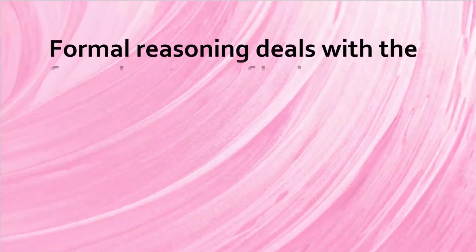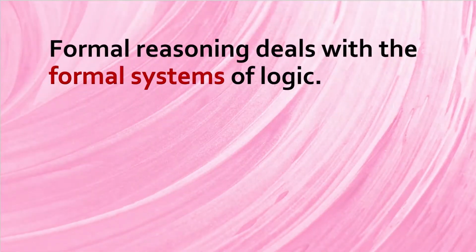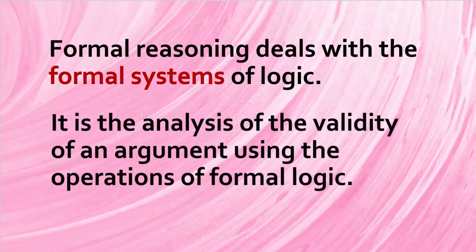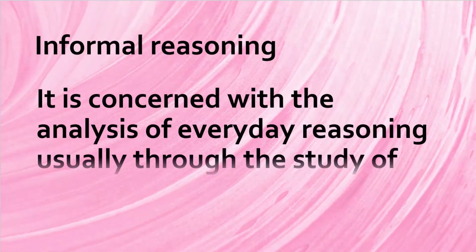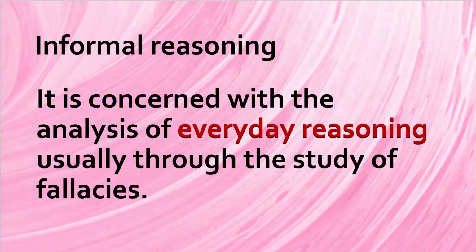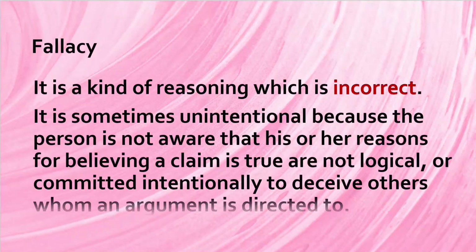Formal reasoning deals with the formal system of logic. For example, the analysis of the validity of an argument using the operations of formal logic. While informal reasoning is concerned with the analysis of everyday reasoning, usually through the study of fallacies. What is a fallacy? It is a kind of reasoning which is incorrect. It is sometimes unintentional because the person is not aware that his or her reasons for believing a claim is true are not logical, or it is committed intentionally to deceive others to whom an argument is directed.